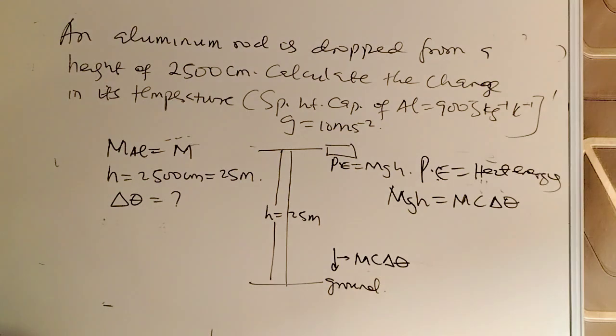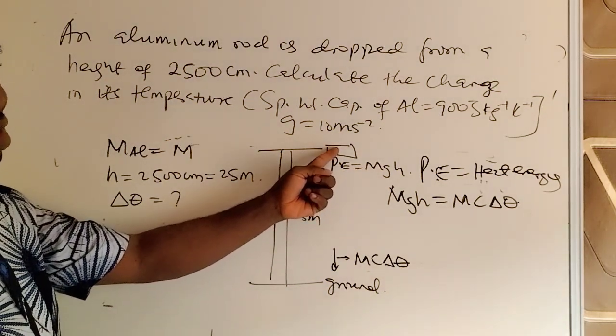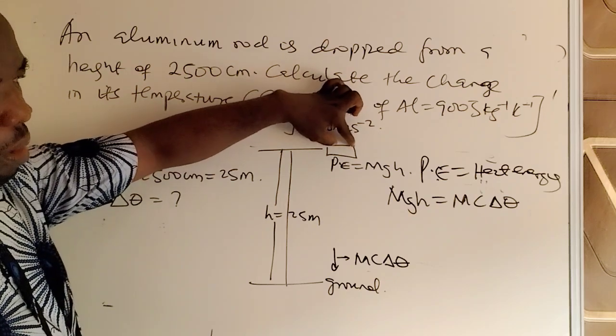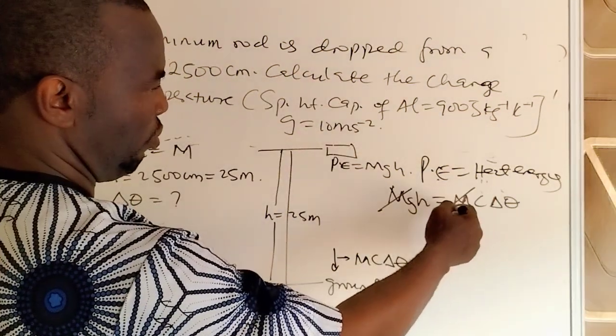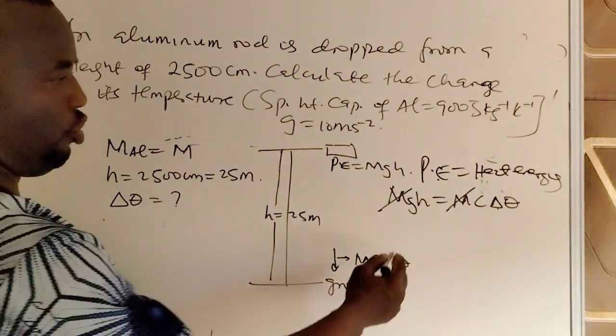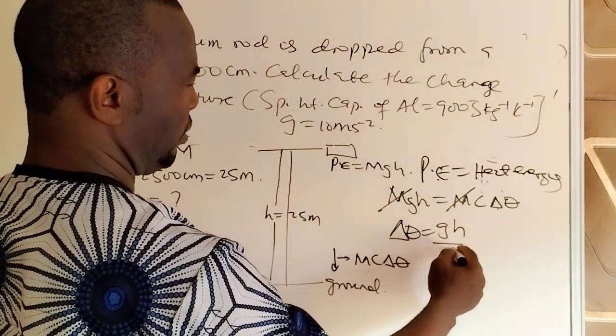So the aluminium rod, the same mass, you have the same mass because mass is the property of matter that is constant. The same mass of aluminium up is also the same mass when it falls to the ground. So m cancels m. We're looking for the change in temperature. The change now becomes equal to gh over c.